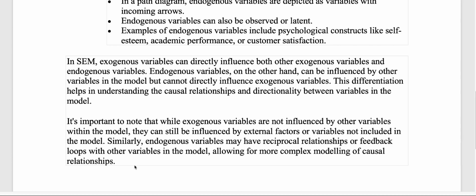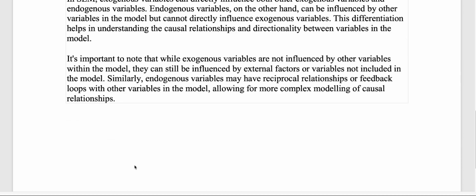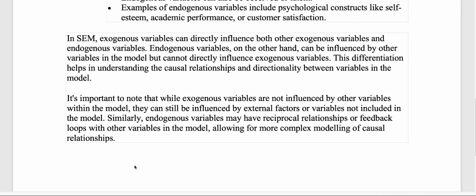Similarly, endogenous variables may have reciprocal relationships or feedback loops with other variables in the model, allowing for more complex modeling of causal relationships. So this is all about the exogenous and endogenous variables. Exogenous variables directly influence both exogenous and endogenous variables, but it is important to note that while exogenous variables are not influenced by other variables, endogenous variables on the other hand can be influenced by other variables but not directly influence exogenous variables. Similarly, endogenous variables may have reciprocal relationships or feedback loops, but the differentiation helps in understanding the causal relationship and directionality between the variables in the model.